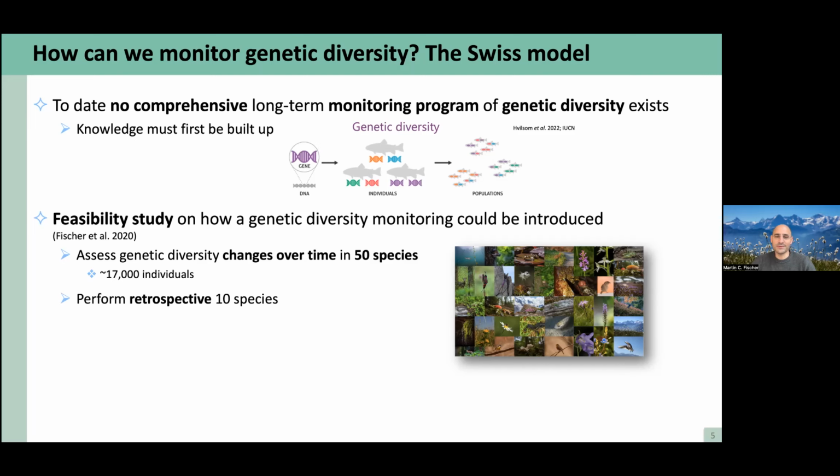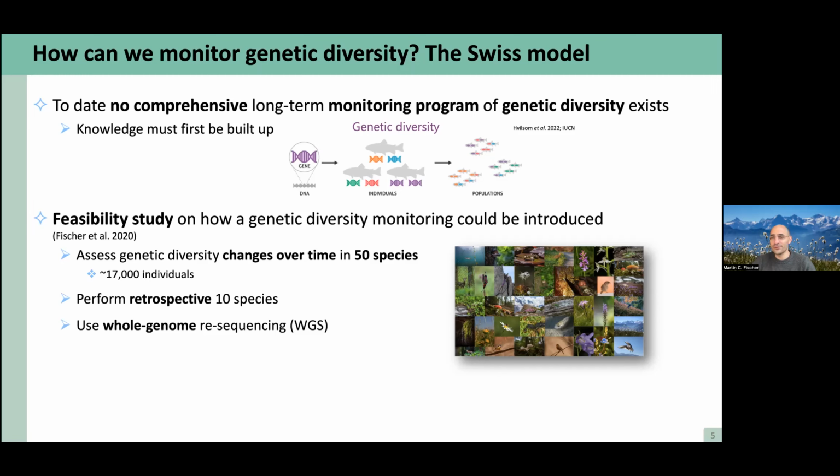And the aim would also be that we really have a monitoring, meaning you should have different time points where you have estimates of genetic diversity. And so if you start now, we only would have a single time point, which is not yet the monitoring. So our idea would also be to go back for 10 species, so going back in time using collections, so herbarium samples, so that we have also time points from the past to see how genetic diversity has already changed over time.